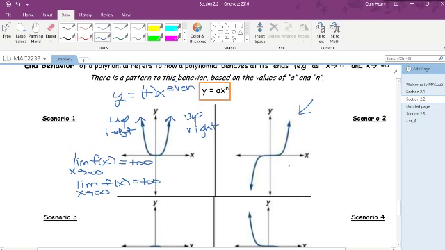Maybe x cubed? So I know that this could be y equals x cubed, but since I don't know exactly the scale here, it could be anything with a positive coefficient and an odd power on the x is going to look just like that. It's going to go up on the right and it's going to go down on the left.